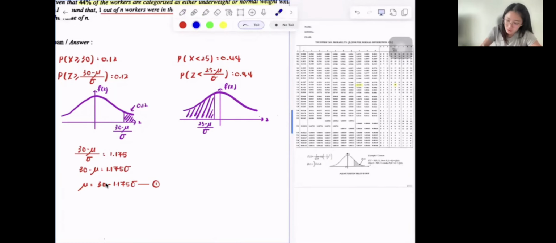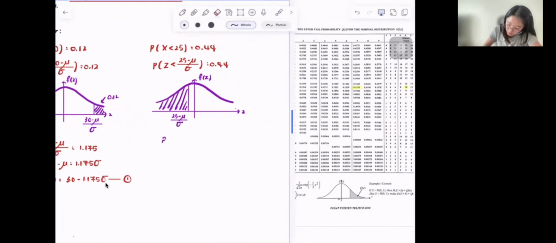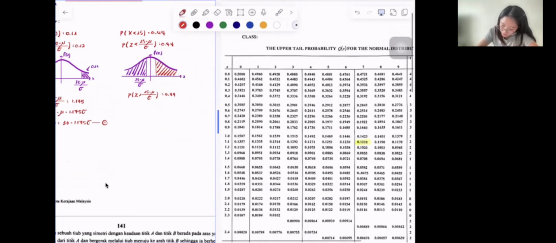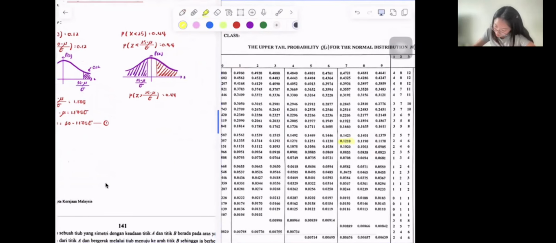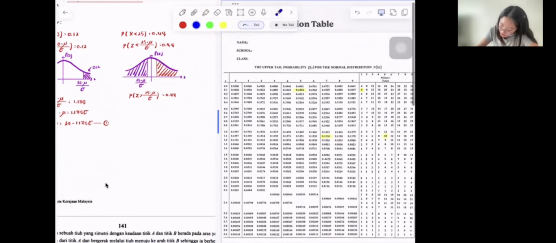Negative z-score, lesser than it, you can just flip over because to use this table, you need the upper tail, correct? So here, the probability is actually the same as z greater than (25 minus mean) over standard deviation, meaning you're just flipping over here. It is the same thing. So equals 0.44. Let's find 0.44. The closest one is this one. So minus 4. Find 4 here. Then what is this? This is 0.151.